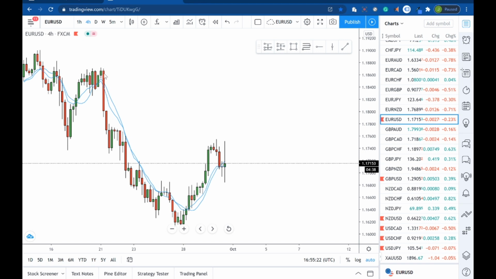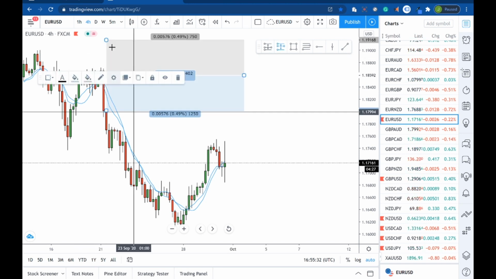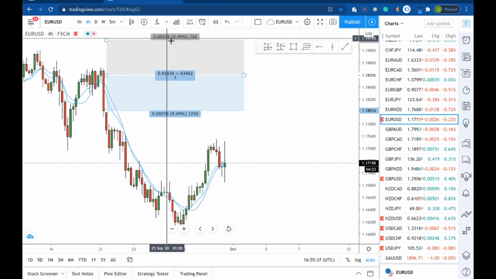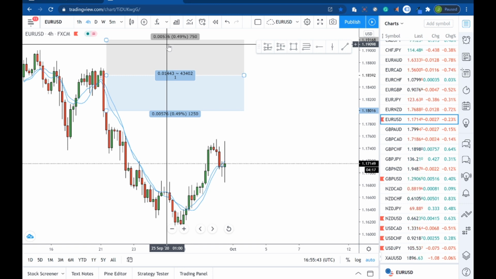So let me just put in a short tool. Let's put the short tool right here. Okay, so here we can see 57.6. This indicates 57.6 pips. The reason why I say points is because points and pips are different. If you're on the MT4, the MT4 counts in points, not pips. So anytime you see it go up 100 points, 100 points is 10 pips.